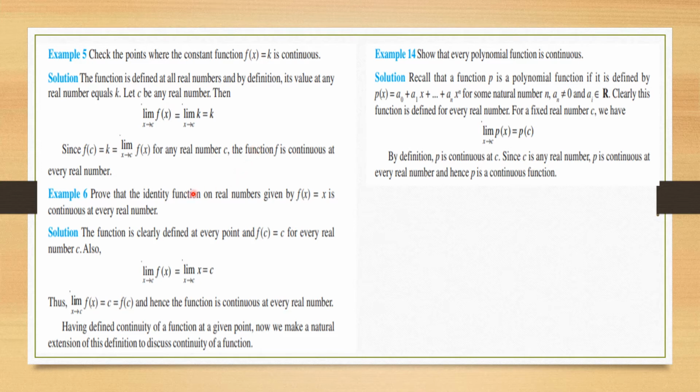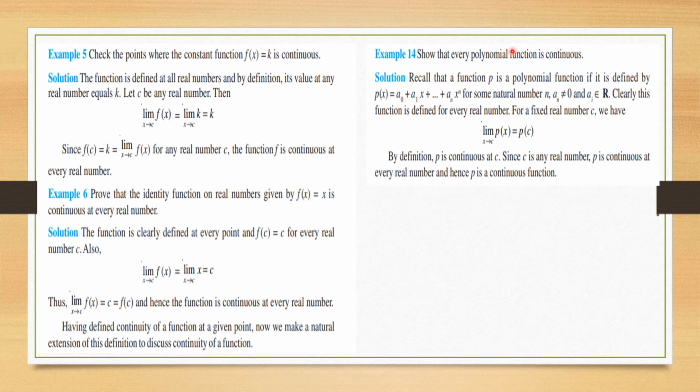What about the identity function? The identity function is f(x) = x. In this case again, what is f(c)? It is c. And what is the limit as x approaches c of f(x)? It is again c, because as x approaches c, x will be replaced by c. So in this case also it is continuous for every real number.